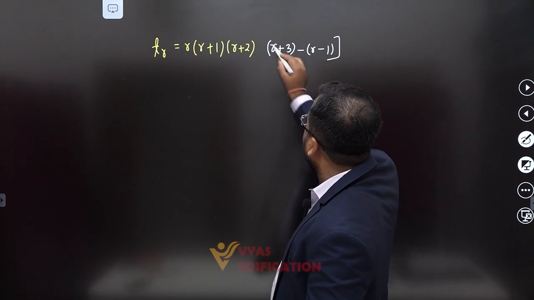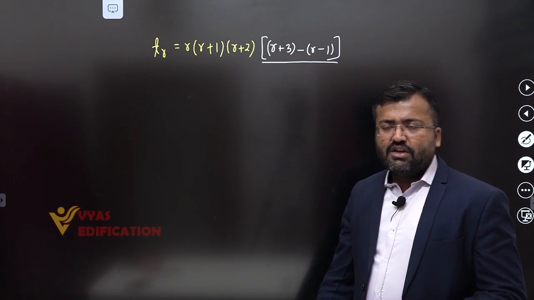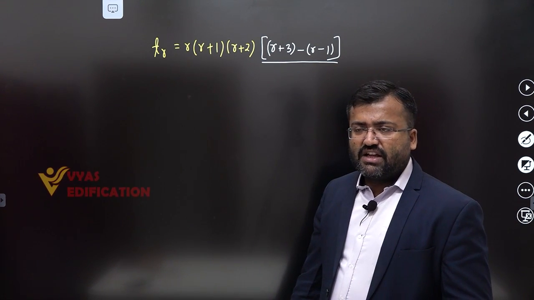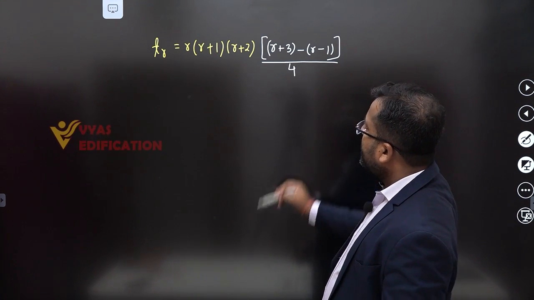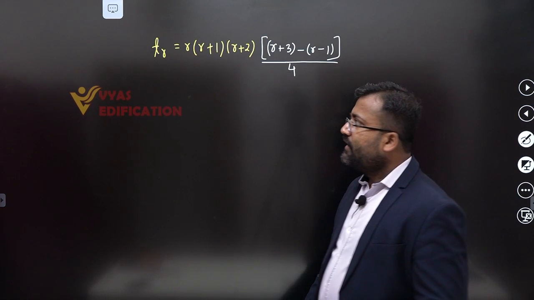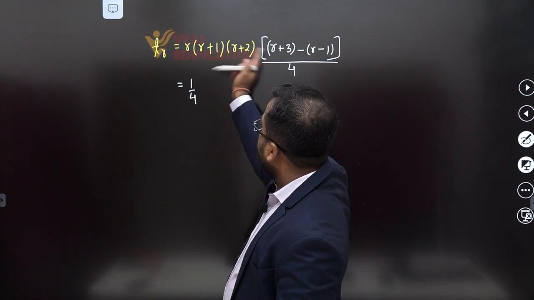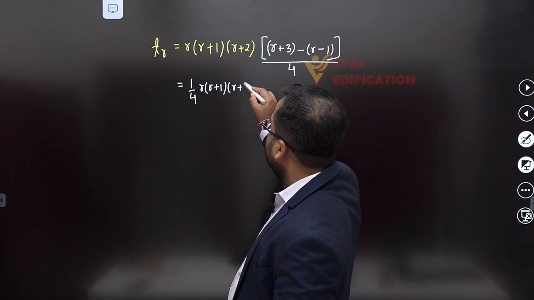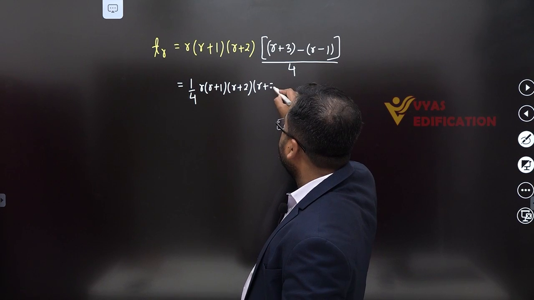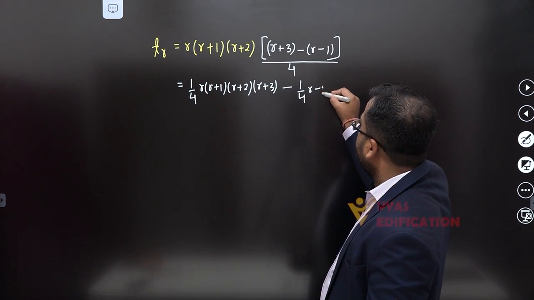Subtract them and divide by whatever you have multiplied with. So R plus 3 minus R will cancel, and minus of minus 1 will become 4. So this is multiplication by 4 and division by 4. This is what you get. So this TR is 1 by 4 times this, R(R plus 1)(R plus 2)(R plus 3), minus 1 by 4 times (R minus 1) multiplied with this.